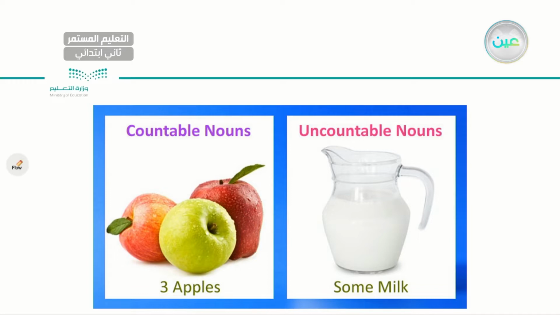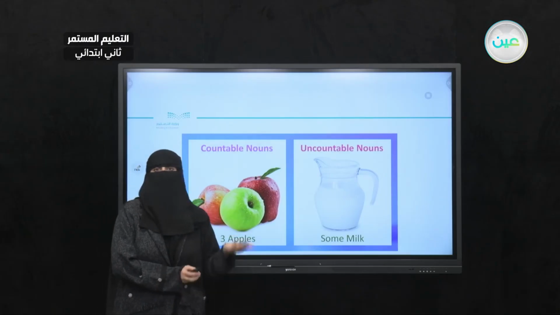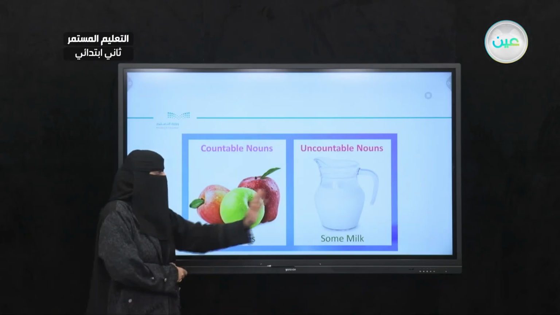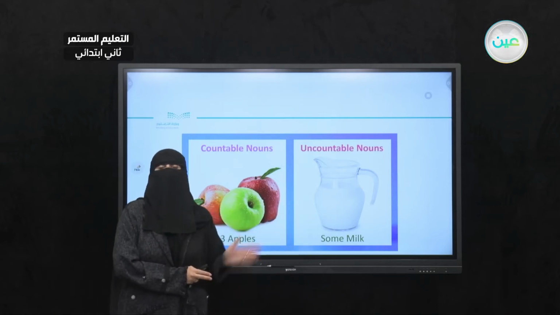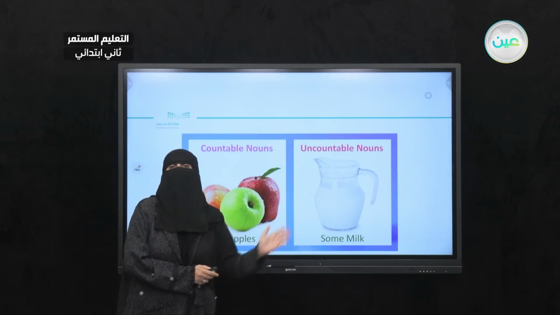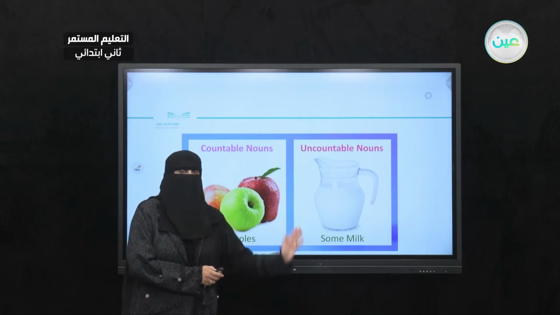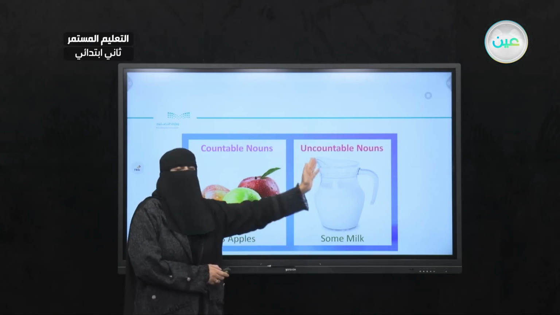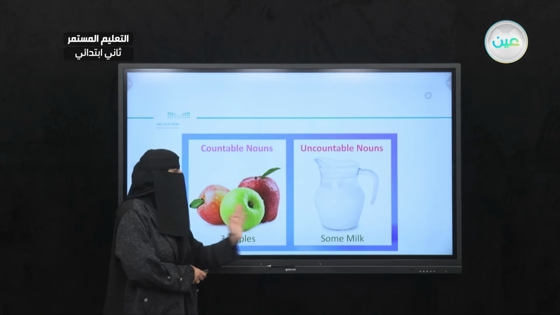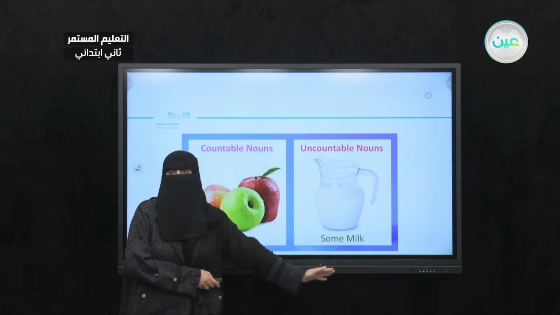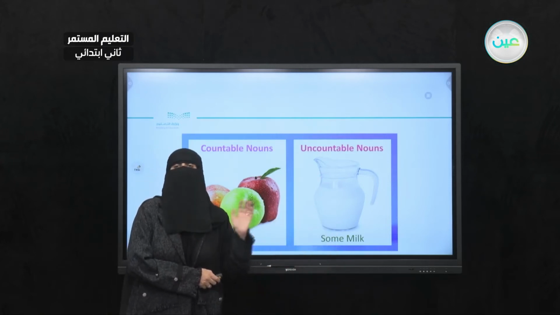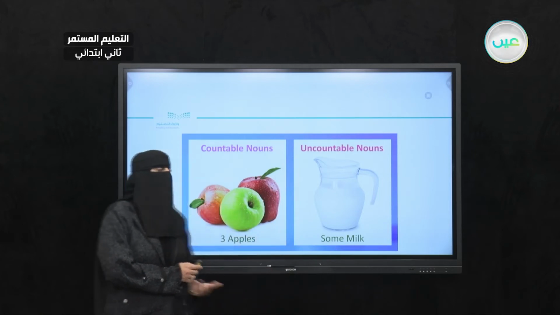To your left side, I have 3 apples. These are countable nouns. I can count the apples. I can count the bananas, the oranges, right? But I cannot do the same with milk or with coffee, with honey or with jam. Okay? These are, or we call them uncountable nouns. We often refer to them using some milk or the milk or any milk and so on.